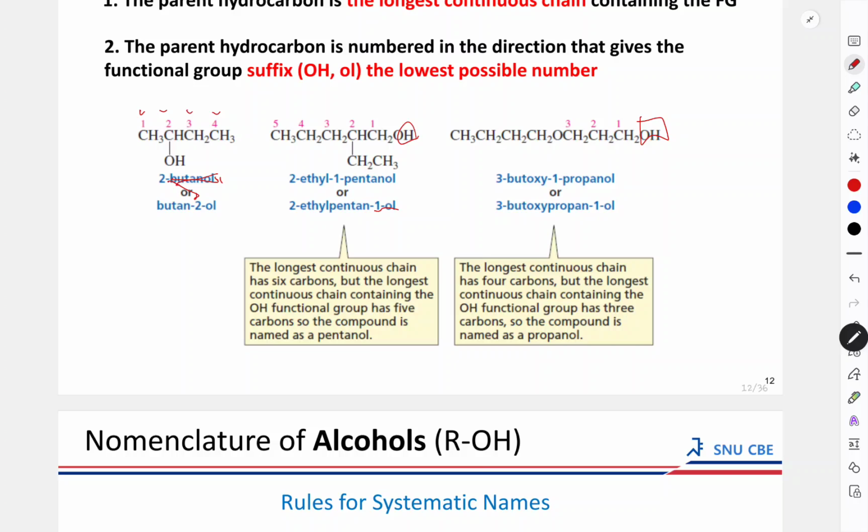So this is going to be propanol at the end of the day. And then this entire moiety is treated as a substituent. And you have 1, 2, 3, 4 butoxy moieties, a butoxy moiety at the number 3 carbon, because this carbon has to be number 1 to satisfy rule number 2. So in total, putting it all together, you can call this 3-butoxy-1-propanol, or again, you can write 3-butoxypropan-1-ol as well. So equally fine.